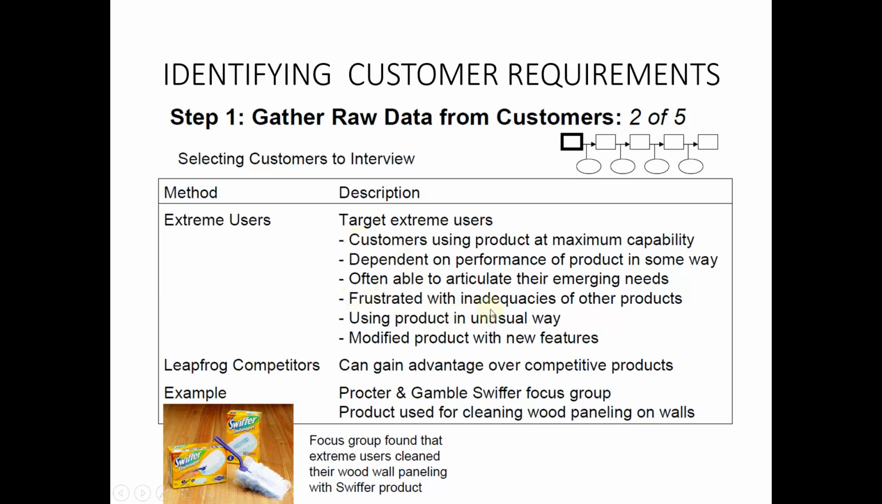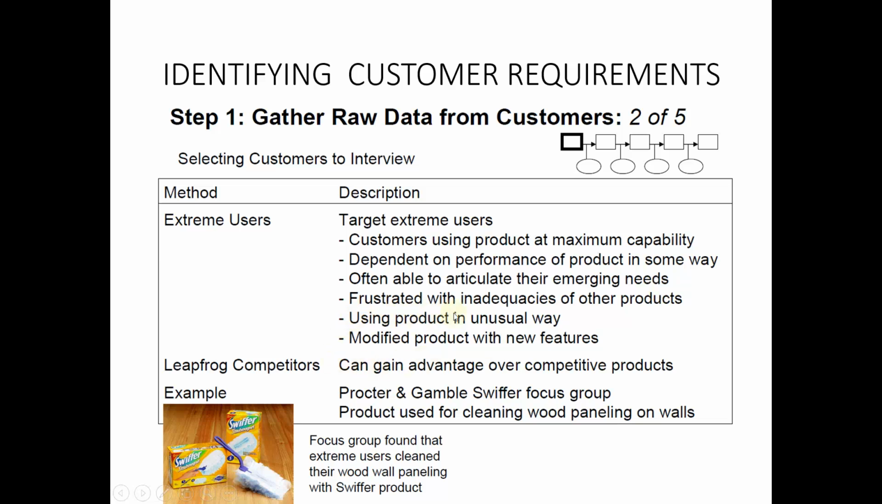Then, they are frustrated with the inadequacies of other products. So a customer who is using one particular product to the maximum may have used other similar products and found those products to be incapable. That is why the customer has switched to using this particular product. So if we ask them, we can clearly understand the inadequacies or the inabilities of other products.